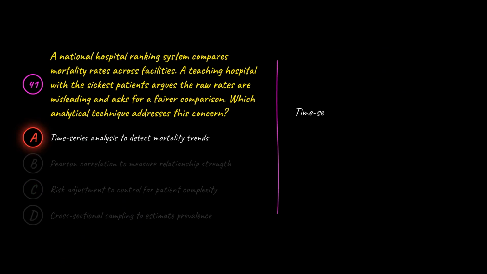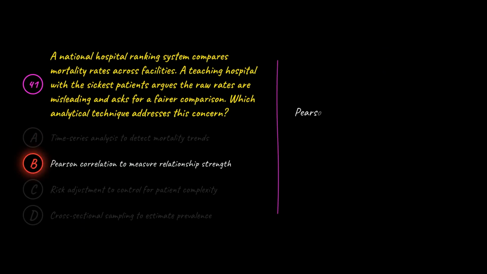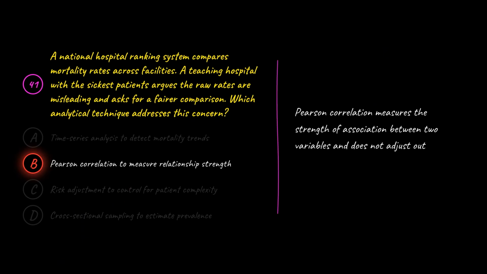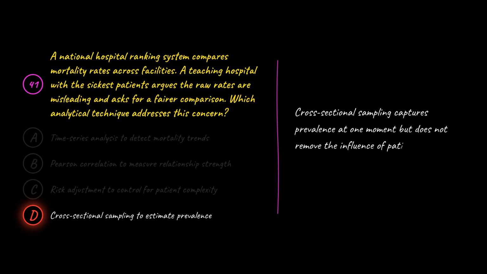A is wrong because time series analysis identifies changes in one metric across intervals but does not control for patient mix differences between hospitals. B is wrong because Pearson correlation measures the strength of association between two variables and does not adjust outcomes for complexity. D is wrong because cross-sectional sampling captures prevalence at one moment but does not remove the influence of patient acuity from outcome comparisons.